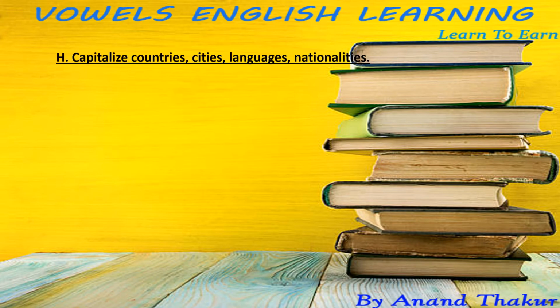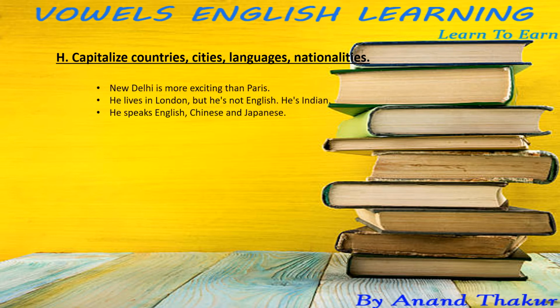Now the next rule of capitalization is to capitalize the names of countries, cities, languages, and nationalities. The first alphabet should always be in capital letters. The first example: New Delhi is a city. It's also the capital of India. New Delhi is more exciting than Paris. Paris is also a city. So the first alphabet of cities should always be in capital. New Delhi, N and D should be in capital. Paris, P should be in capital.